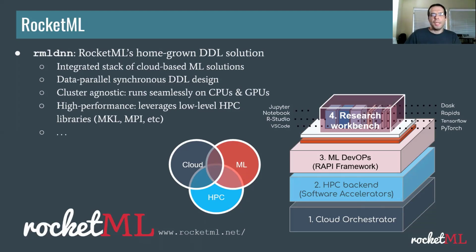Going back to RML-DNN, it is a data parallel synchronous DDL designed application, and it's cluster agnostic in the sense that it can run seamlessly on CPUs or GPUs, and it requires no user intervention to do so. You don't have to add any code to send it from GPU to CPU and vice versa. It runs on both types of clusters equally. And it leverages these low-level HPC libraries like MKL, MPI for optimal performance.